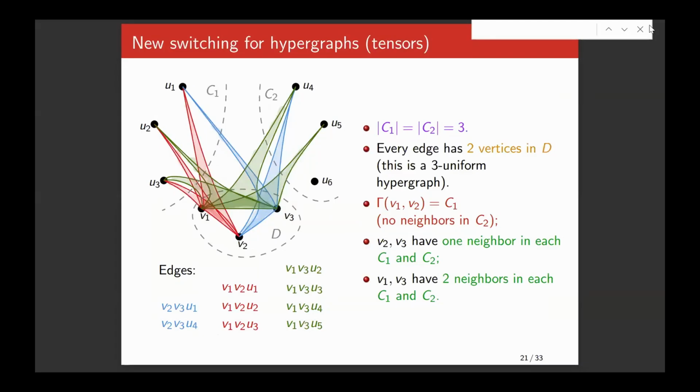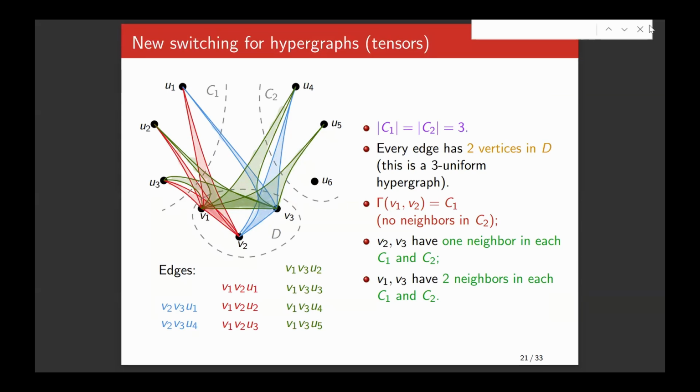But let's look at an example. Now we have a hypergraph here. We have 2 switching sets, C1, C2. Each contains 3 vertices of the hypergraph. So the first condition is guaranteed. Second condition, as I mentioned, is a technical condition you need in the proof. Every edge has 2 vertices in D. So this is D. So there are 2 vertices. This is the important condition.